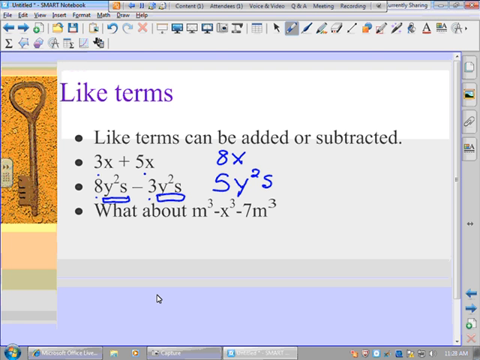Now, what about this problem? M cubed minus x cubed minus 7m cubed. Well, the only like terms I have are those. I've got a positive 1 m cubed, so I've got 1 of those minus 7 of those. I've got minus 6 m cubes. Now, the x cubed doesn't have any like terms, so you just have to write it down like that, and that would be the problem simplified.